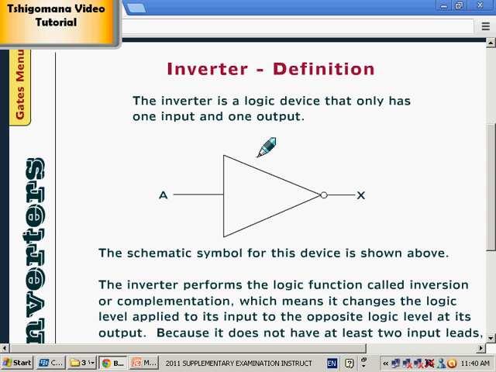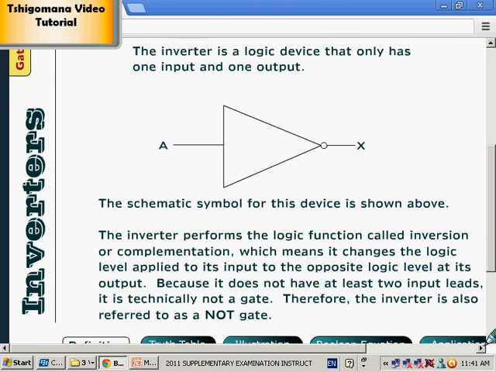Right, the inverter. Now, what is the inverter? The inverter is a logic device that only has one input and one output. Now, the schematic symbol for this device is this one.